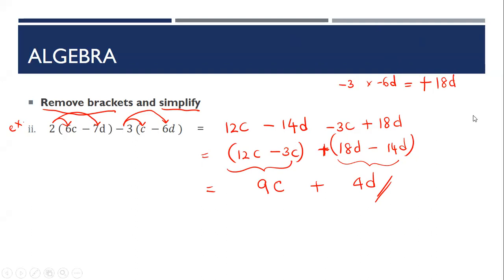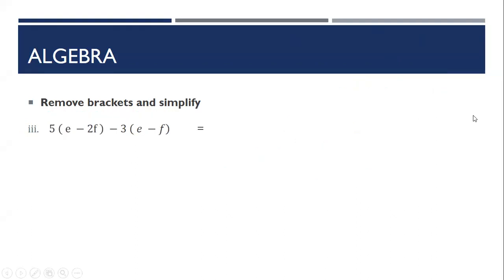Okay, let's move on. Our example question 3. Like earlier, remove brackets and simplify. 5 into (e minus 2f) minus 3 into (e minus f). Okay, so remove brackets and simplify. You got the answer 2e minus 7f. Let's see. So this is our question: 5 into (e minus 2f) minus 3 into (e minus f).